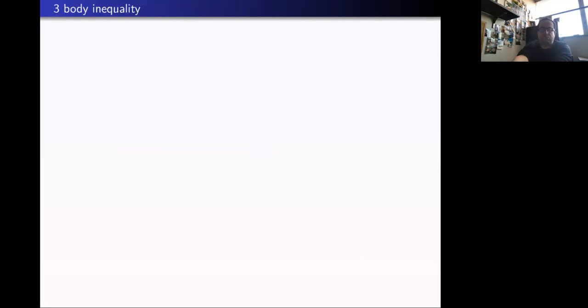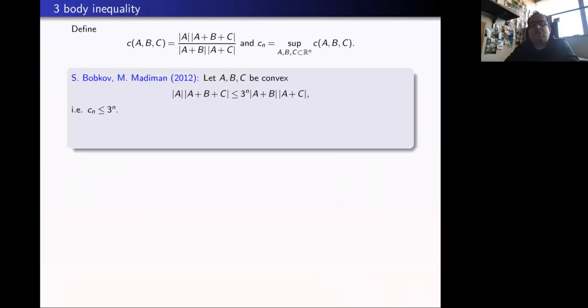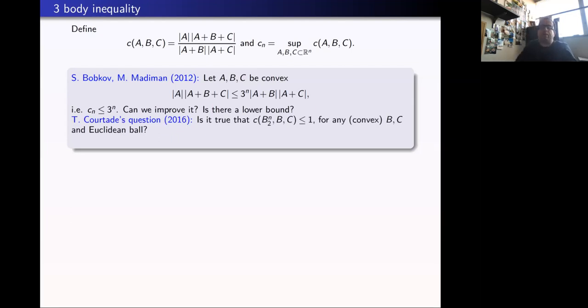And it's very tempting to do it. So let me denote by Cn, as always, the best constant that you can get. Bobkov and Madiman say that it's less than 3 to the n. Can we improve it? Is there a lower bound? It cannot be better than 1, by just taking simple examples, but can we improve it? There was also a question of Tom Courtade: if you take one of the bodies to be a Euclidean ball, can you say that the constant is 1? So, for example, can you resolve it in particular cases?